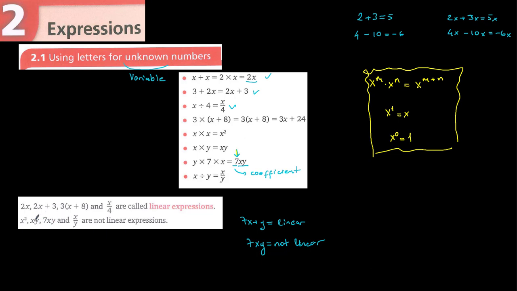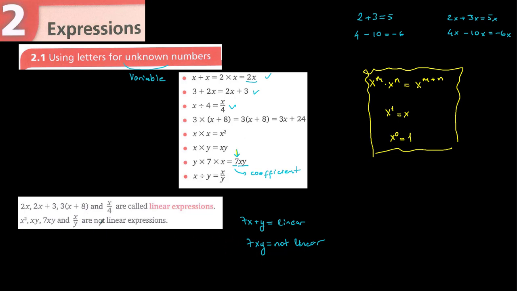Actually, the degree here is also 2. I'm going to explain later what that means. So 7 times xy, this is multiplication, so this is not linear. 7xy is not linear, but 7x plus y, again I'm telling you, is going to be linear. Let me clean this part and rewrite it again. 7x plus y is linear, but 7 times x times y is not linear because of the rule.